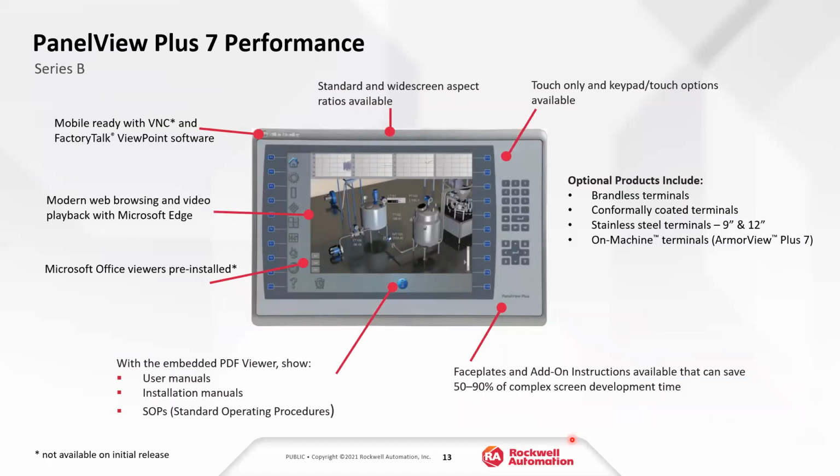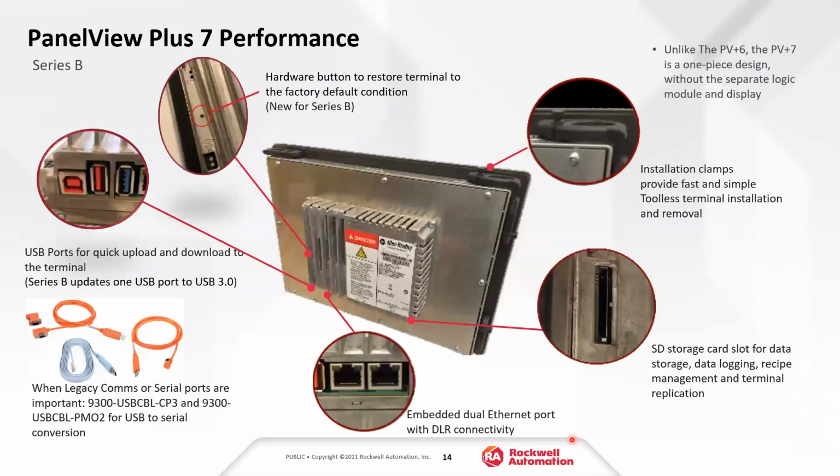So this is just showing you that even though it's the Series B, as far as the panel look and feel, there's no difference. Just that you're going to be getting some of the improvements based on having an upgrade on the hardware technology and the operating system on board as well. Look behind the panel. Again, that hasn't really changed. You've got the USB ports and the 2 Ethernet ports for DLR capability. So, like we showed in the architecture diagram, you can put this into a ring.